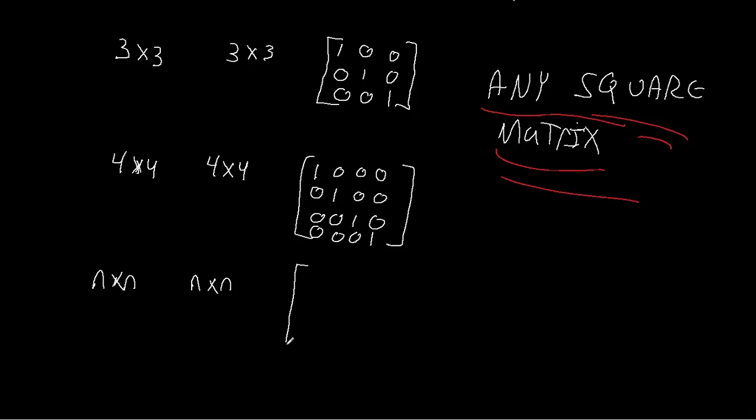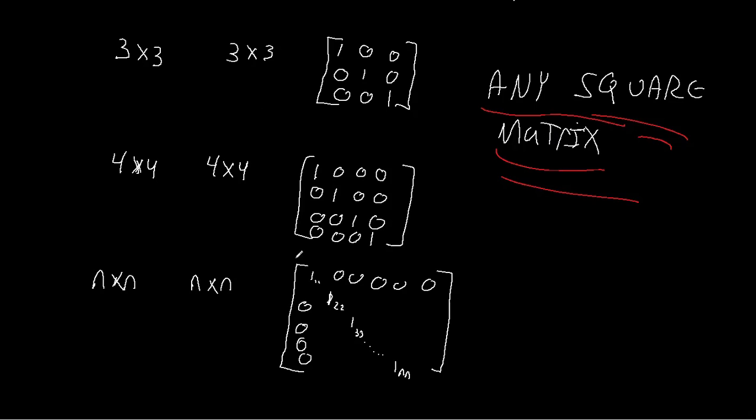Hopefully this doesn't confuse you. At position 1, 1, we have a 1. Position 2, 2, we have a 1. At position 3, 3, we have a 1. Dot, dot, dot. At n, n, we have a 1. And it's zeros everywhere else. That is, in principle, what it means to make an identity matrix for any square matrix.